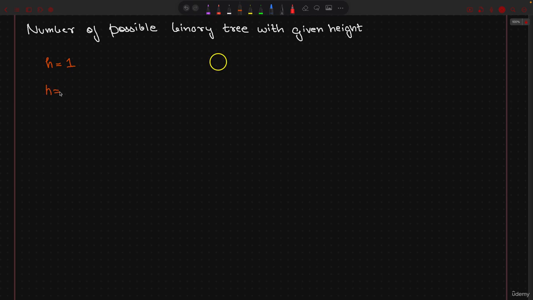For height 2, a binary tree which is possible is something like this. So we can have a left child and we can have a right child. Along with that, of course, both the children. Now, pretty sure that you must have learned about binary trees in the module, as well as what exactly height is. How do we define the height?